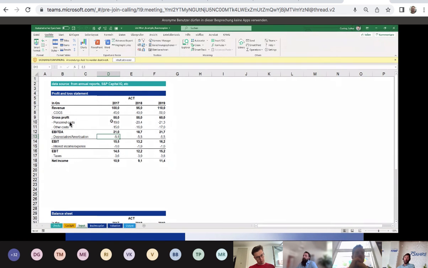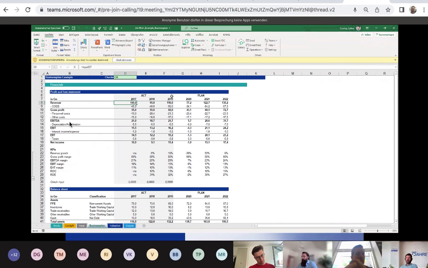For example, here I have my inputs with my historical data. These go in the business plan tab here. Business planning here is done in the cockpit, basically.